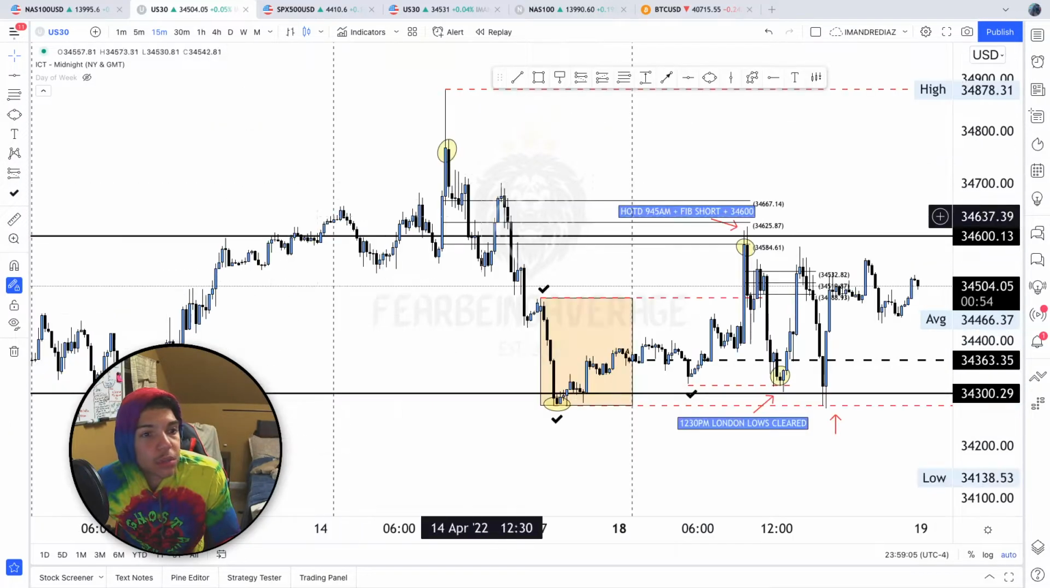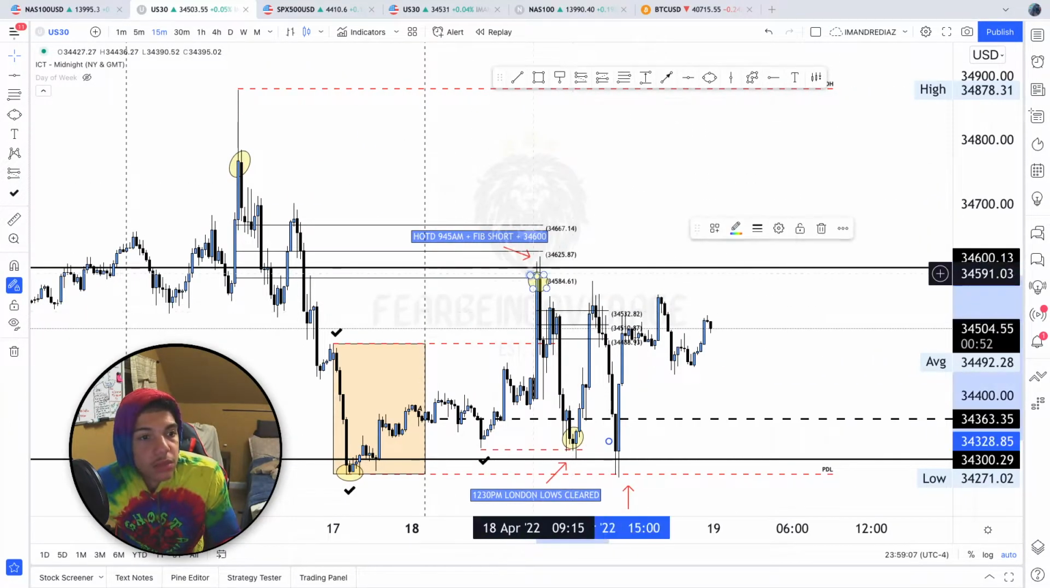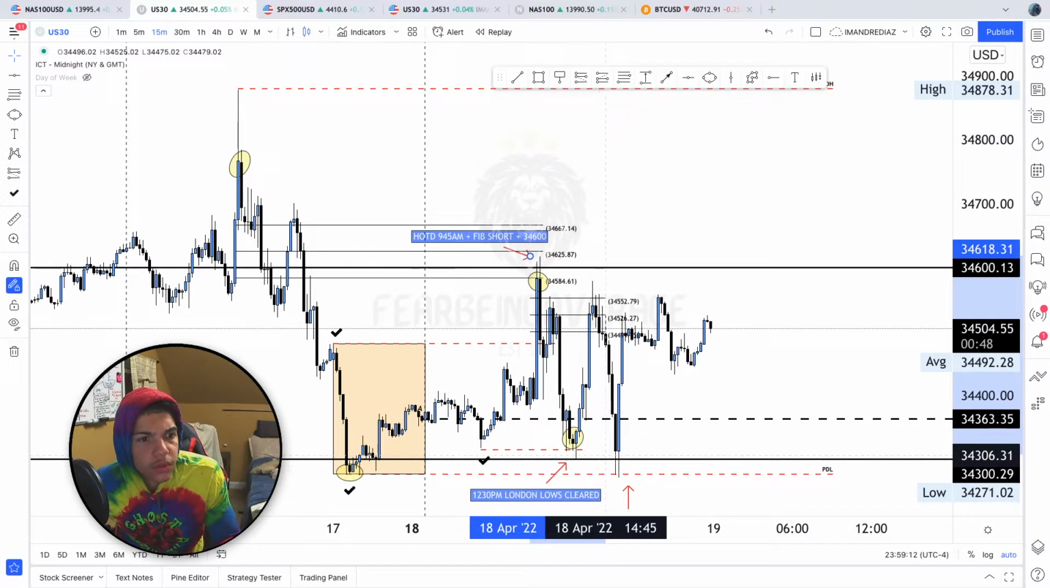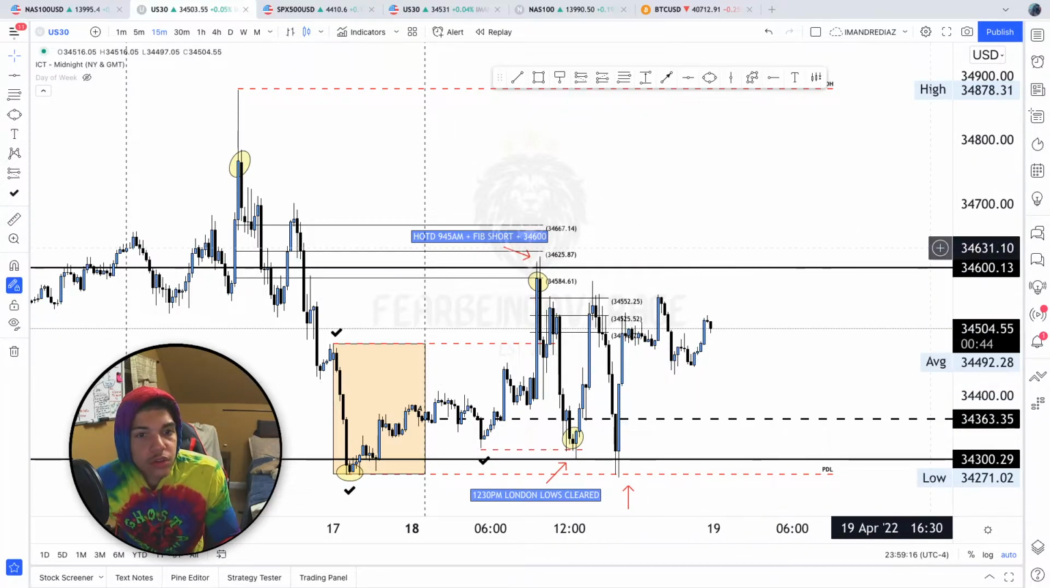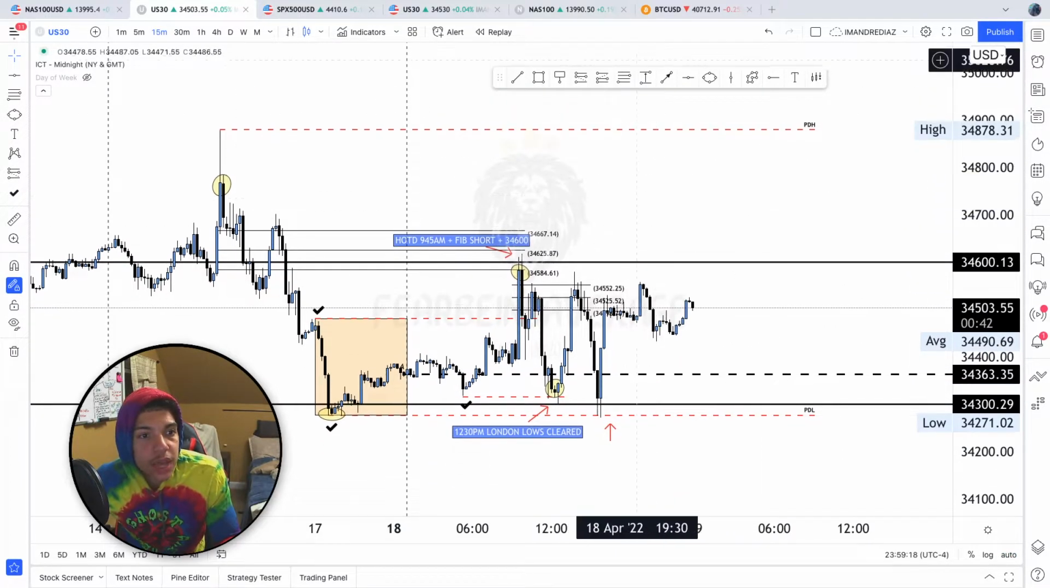What I'm going to do is I'm going to use the wicks in this case. I'm going to use the wicks of these candles. Just like that. So you can see by using these wicks, price had this fib short at what time? 13:45, which is about 1:45. And you had this potential re-entry that you could have caught.